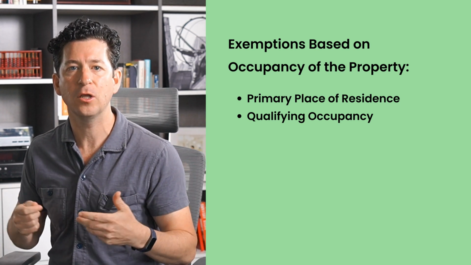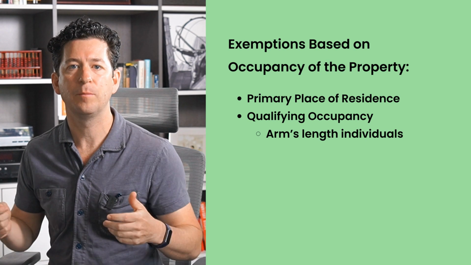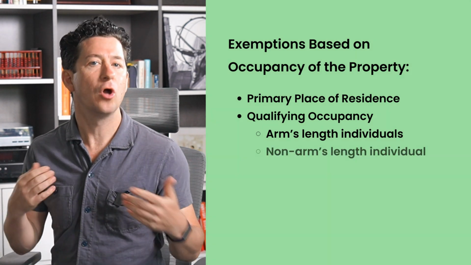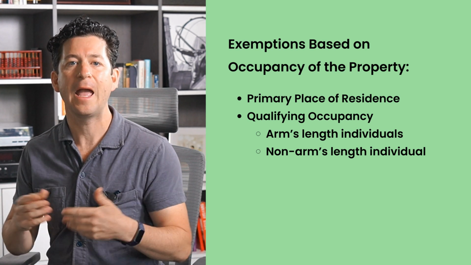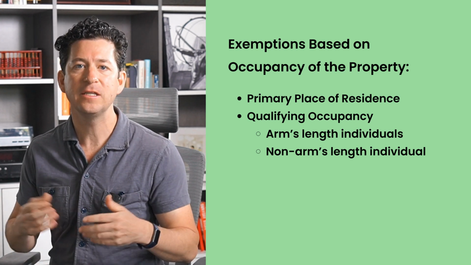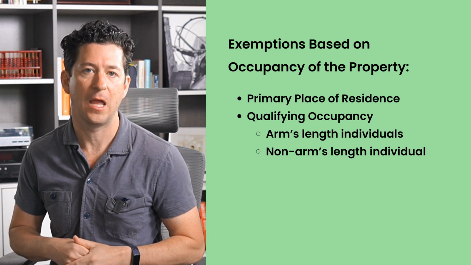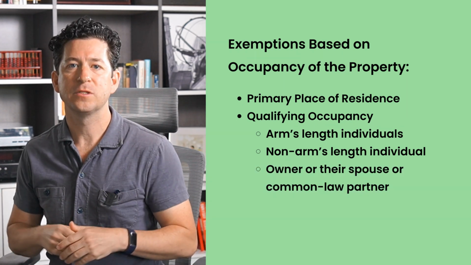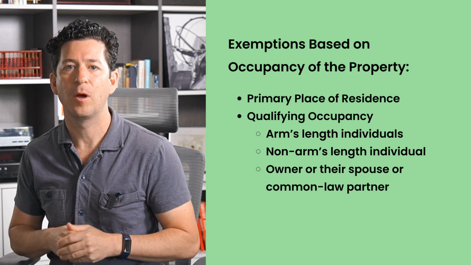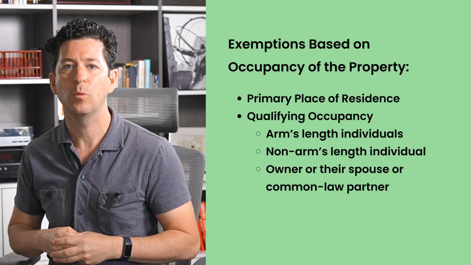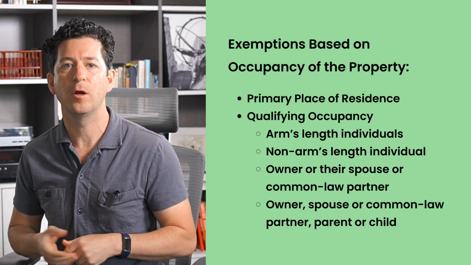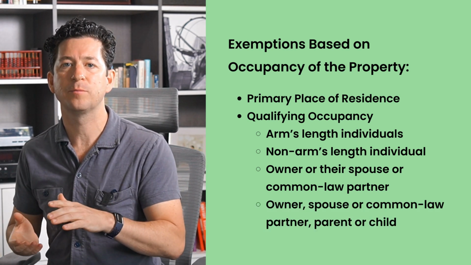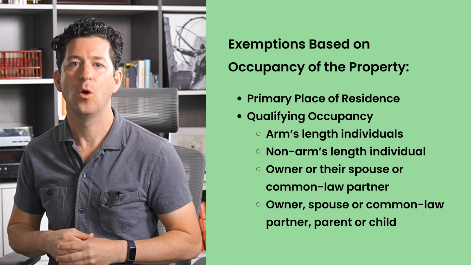Qualifying occupants can include arm's length individuals that occupy the property under written agreement; non-arm's length individuals who occupy the property under a written agreement and pay at least fair rent, at least 5% of the value of the property annually; the owner or their spouse or common law partner who occupied the property while the individual is in Canada for work and the occupancy relates to that purpose; or the owner, spouse, or common law partner, parent, or child who occupies the property and is a Canadian citizen or permanent resident. I told you that it gets a bit complicated.